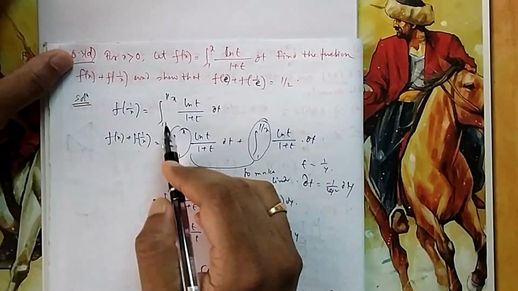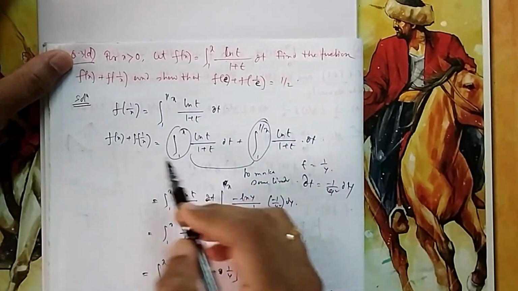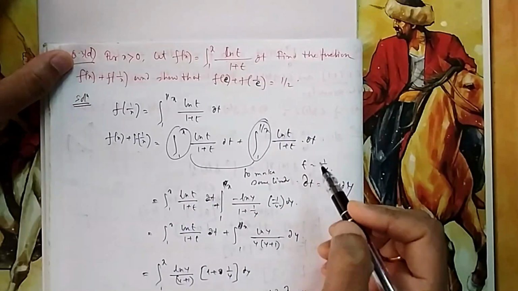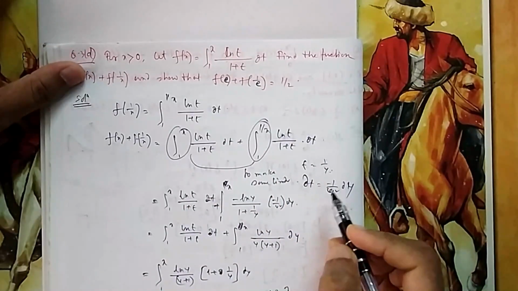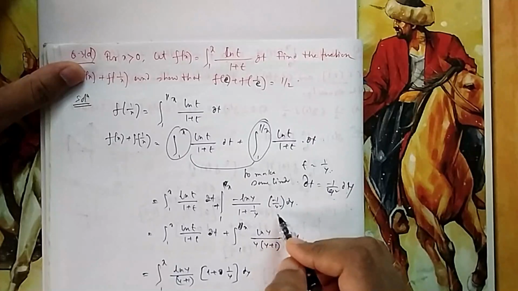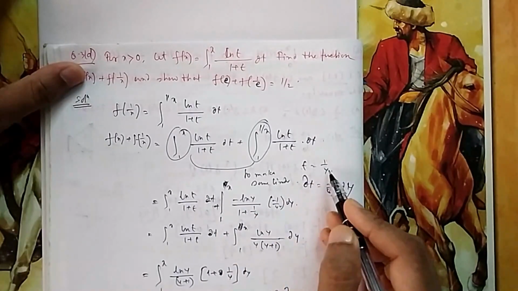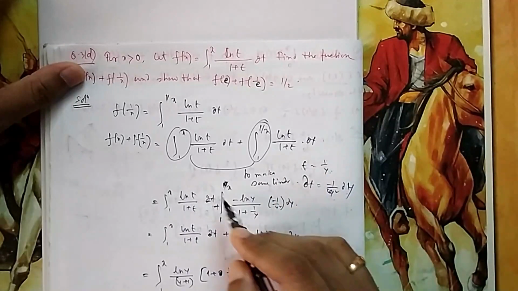So what is f(1/x)? It is this one. So f(x) plus f(1/x), this plus this one. Now to remove this one, to bring it to this limit, you can take t equal to 1 by y. We have done this one. So dt will be equal to minus 1 by y square dy. So this limit will now come to 1 to x, because if t goes to 1, then y is 1. If it is 1 by x, then y is equal to x.